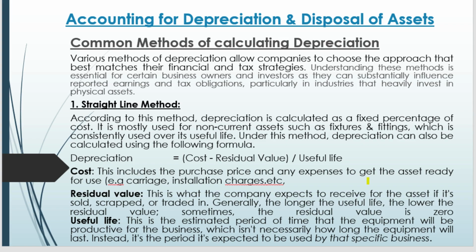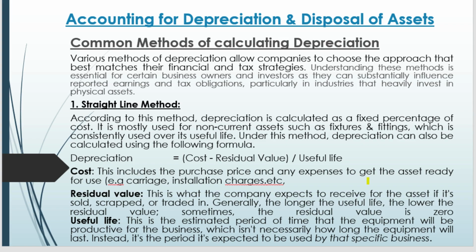1. Straight line method. According to this method, depreciation is calculated as a fixed percentage of cost. It is mostly used for non-current assets such as fixtures and fittings, which are consistently used over their useful life. Under this method, depreciation can also be calculated using the following formula. Depreciation equals (cost - residual value) / useful life.